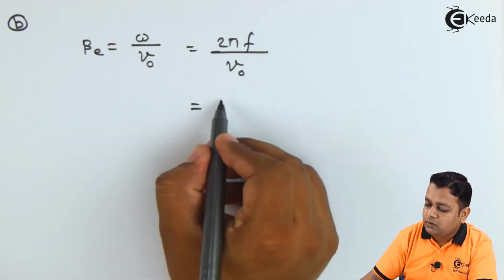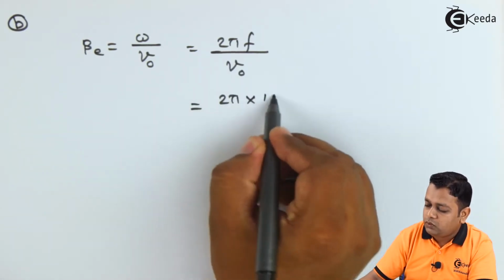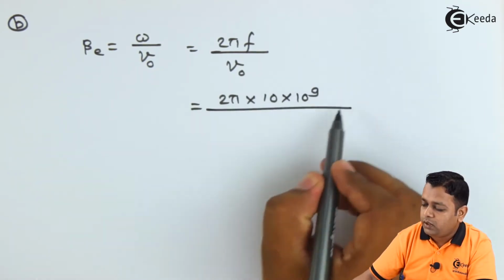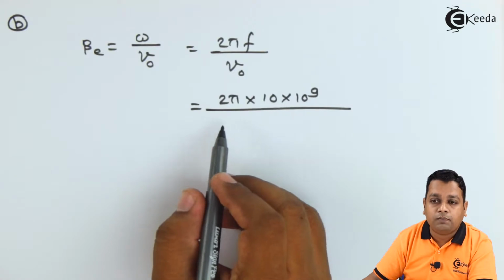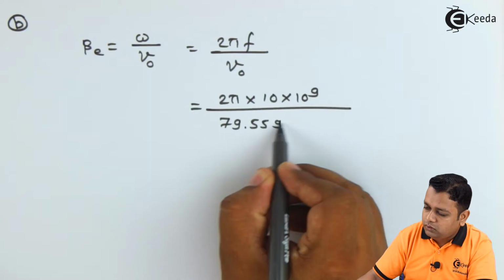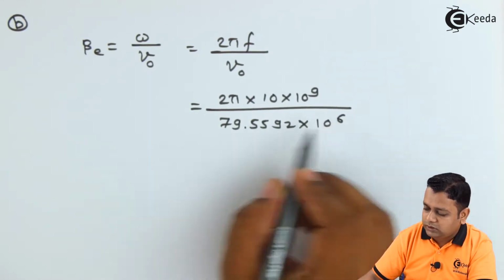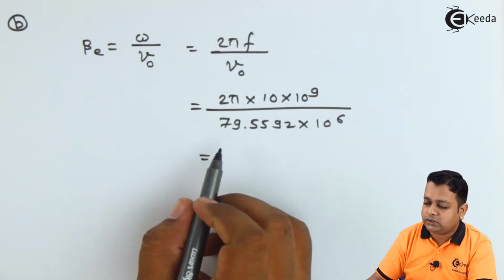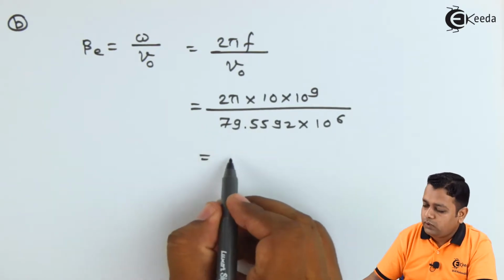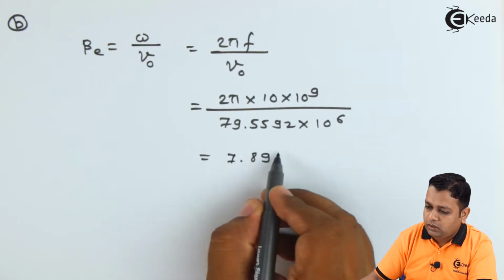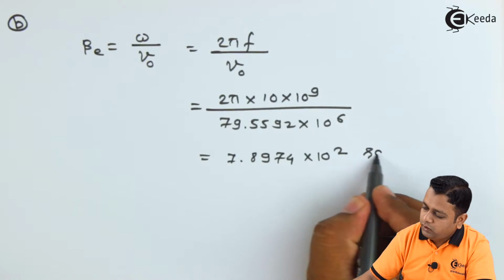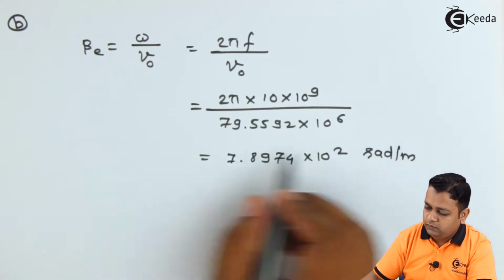So we substitute the values: 2 pi into 10 into 10 raised to power 9 for the conversion of giga, divided by the answer from part A, that is 79.5592 into 10 raised to power 6. So this gives us the beta suffix E value equal to 7.8974 into 10 raised to power 2 radians per meter.